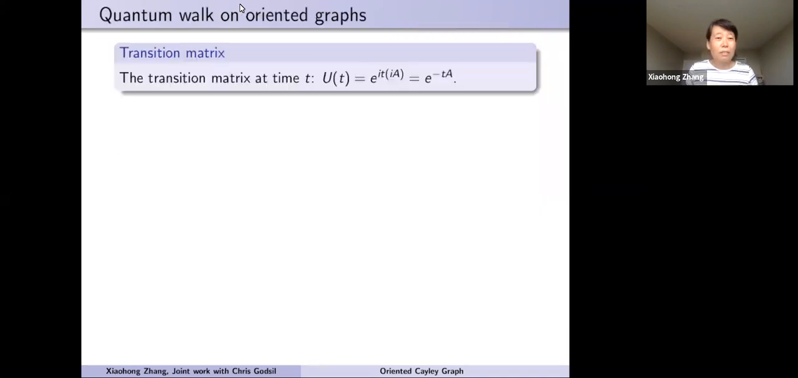Now we check a quantum walk on an oriented graph. The matrix A, the adjacency matrix, is skew symmetric, and we need a Hermitian matrix. For that, we just need to scale A by i and use this formula, and we will get the transition matrix. All the entries of this matrix are either 0, 1, i or minus i. They are all called algebraic integers. So by what we just mentioned, PST will imply periodicity. That's guaranteed.